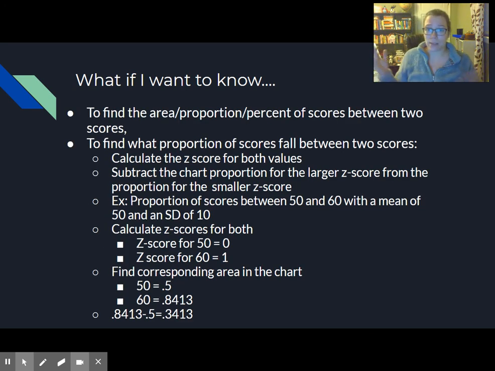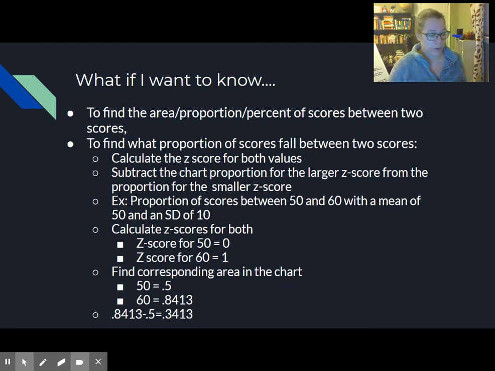So that tells us about what's above us and what's below us. But what if I want to know what's between two scores, which is something that you're going to have to do for your homework? Tell me the proportion or percent or area between two scores. So what I'm going to do is calculate the z-scores for both values. In my example here, I ask you the proportion of scores between 50 and 60 with a mean of 50 and a standard deviation of 10. You don't need to worry about what scores these things mean, because I've already given you all the information you need. So to calculate a z-score for both, again, I'm going to follow this z-score formula.